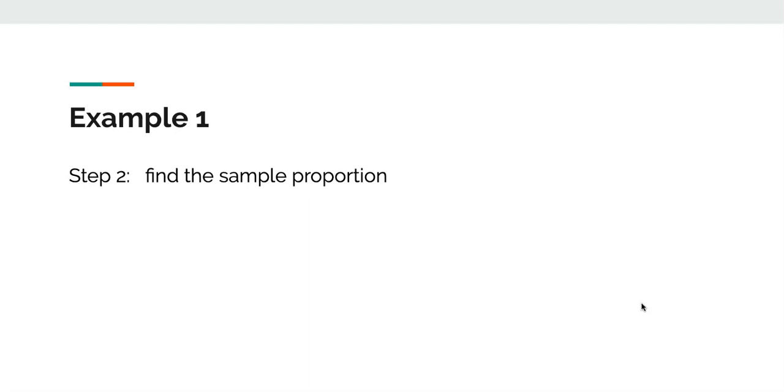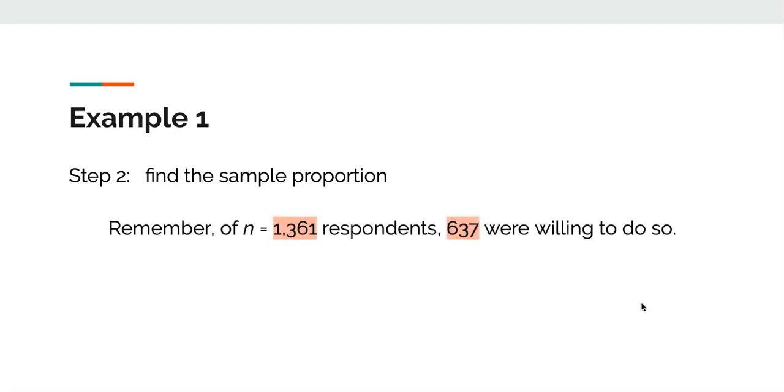All right, let's find that p-hat. Let's find our best estimate for the population proportion. Let's find the sample proportion, okay? Sample proportion, what was the symbol we used? P-hat, okay? So what's that p-hat? Remember, only 637 were willing to do so out of 1,361 people who got surveyed, right? So p-hat is going to be 637 divided by 1361. So p-hat, the proportion in the sample, is 0.468.